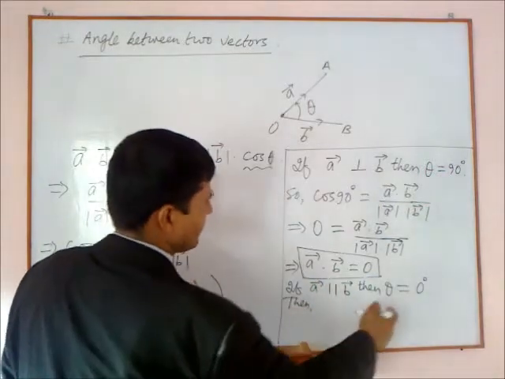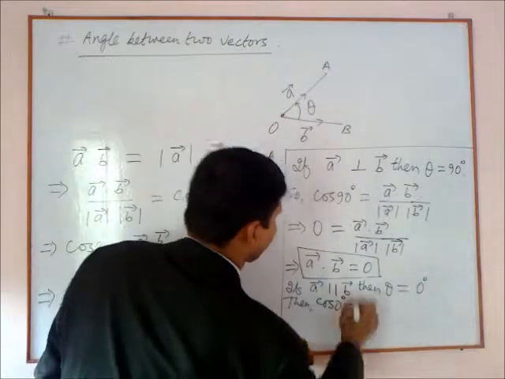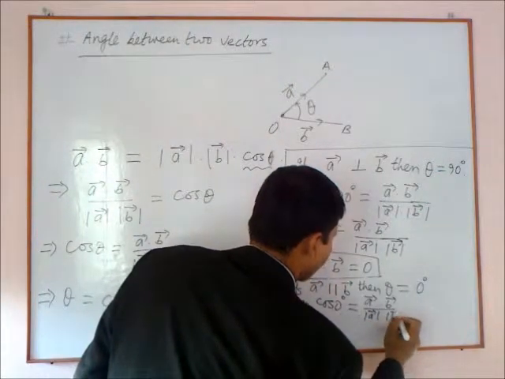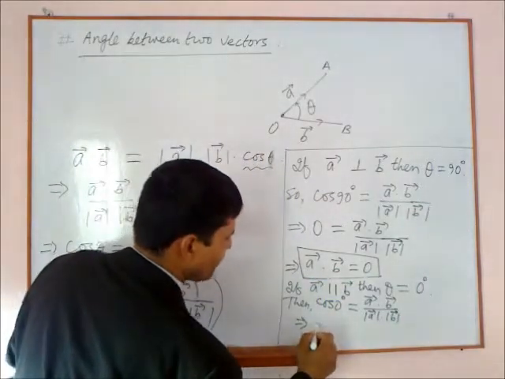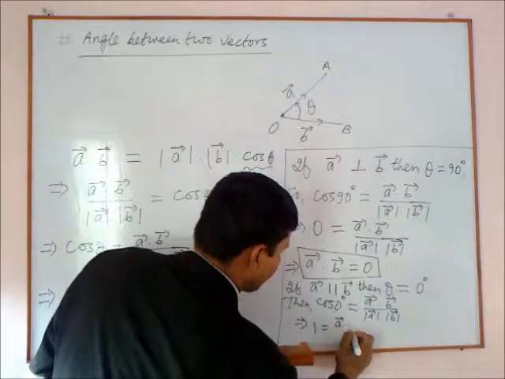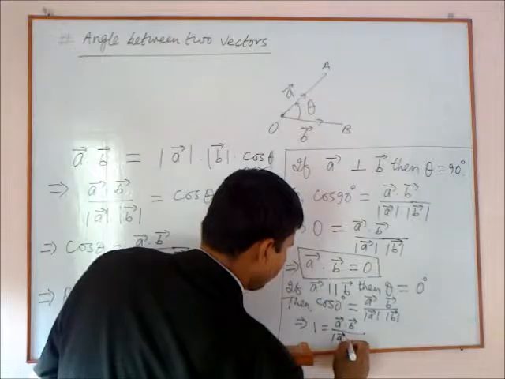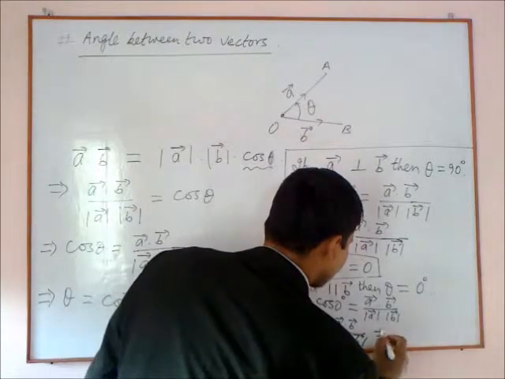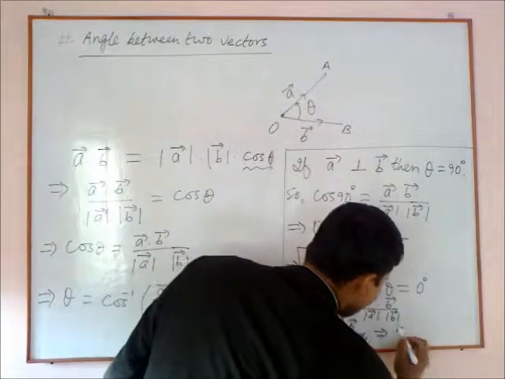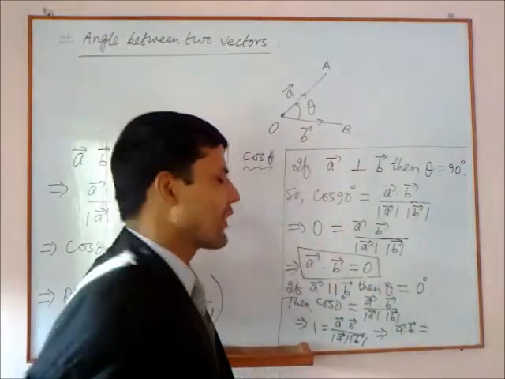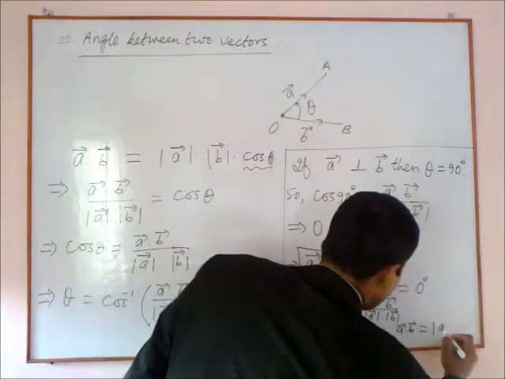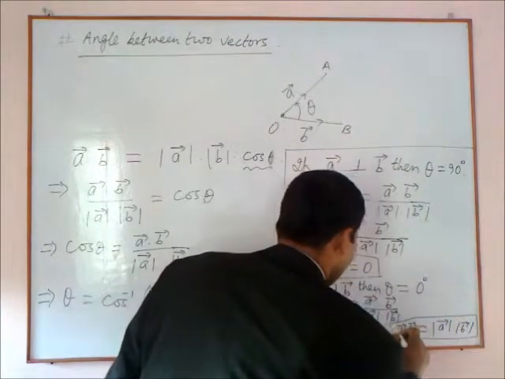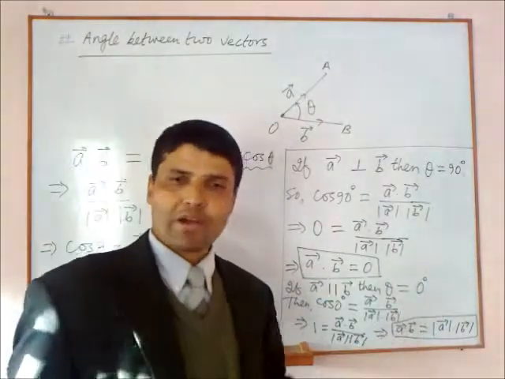Then cos 0 degree equals A dot B divided by mod A times mod B. This means cos 0 degrees value is 1 equals vector A dot vector B divided by modulus of vector A times modulus of vector B. This implies that when we cross multiply, we get A dot B, that is vector A dot vector B, equals modulus of vector A times modulus of vector B. This is the condition required for the vectors A and B in order to be parallel to each other.